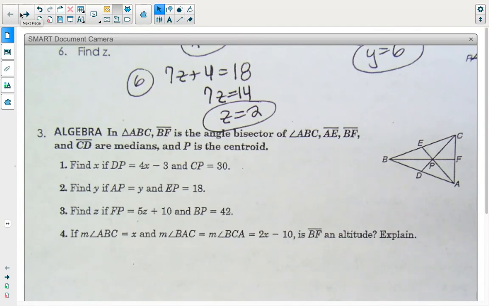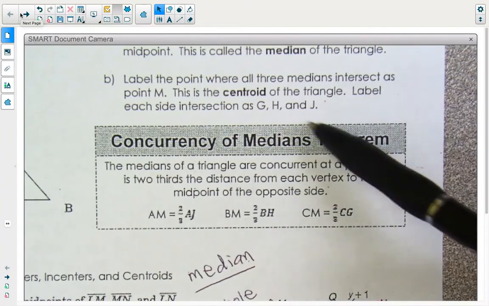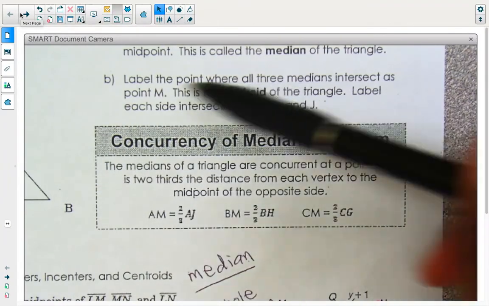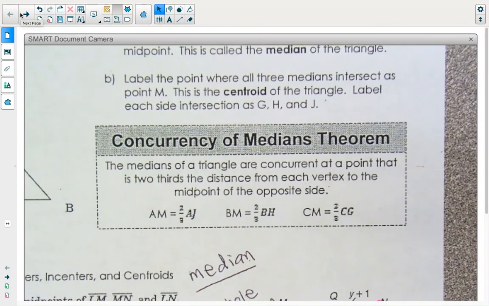So we're going to be using the 2/3 rule that we did for number 1. So let me scroll down just a little bit. Since I'm dealing with medians and centroids, I'm going to be using this theorem right here. So this is the one that deals with the 2/3 ratio. So if you have a median, one side is going to be 2/3 the length, and the other side is going to be 1/3 of the length.